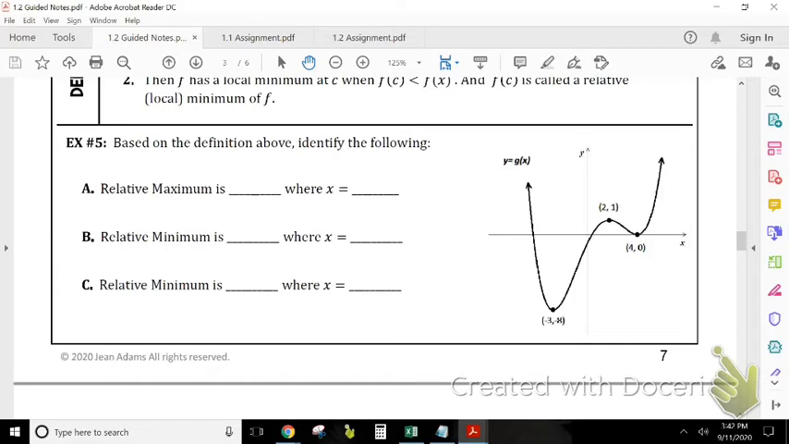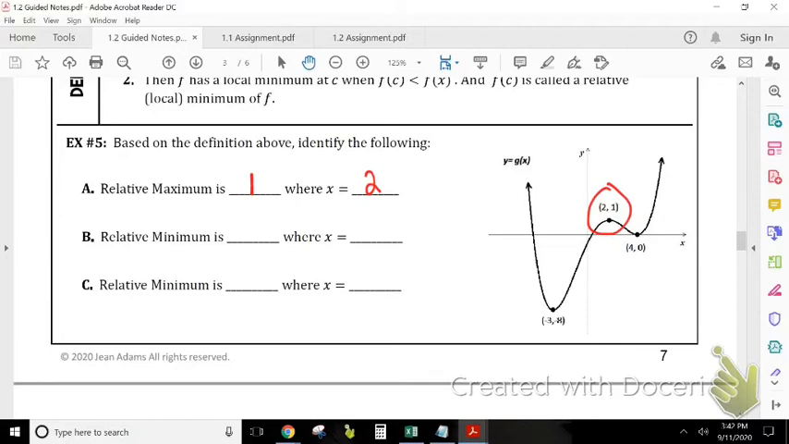It says, based on the definition above, identify the following. So it wants me to find a relative maximum. A relative maximum, remember, is a hilltop, and I see a hilltop right here. So my relative maximum is going to be the y value, and where it occurs is the x value. So my relative maximum is 1, where x is equal to 2.